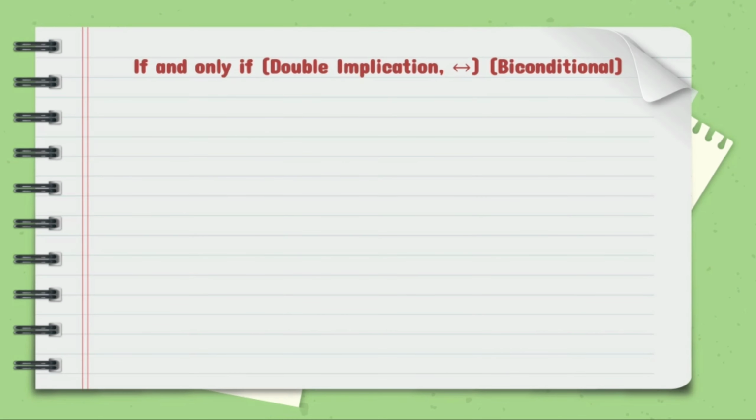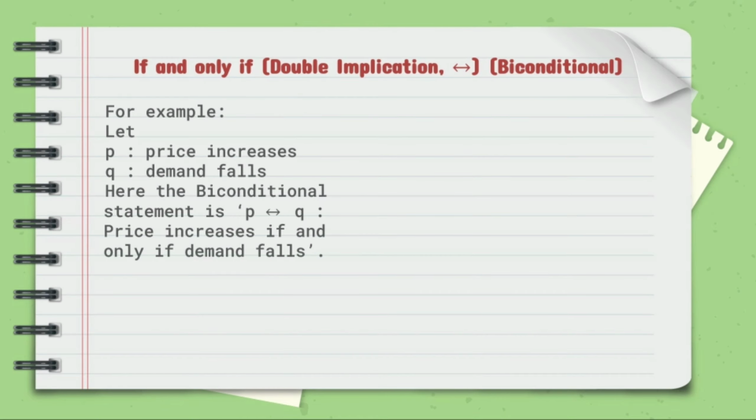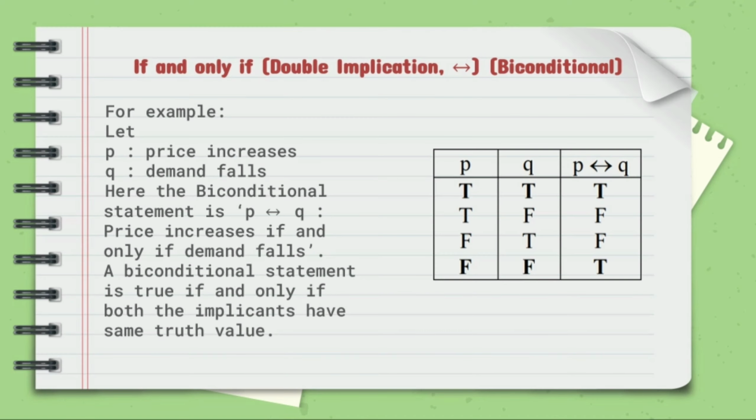And for the next, I will explain to you about if and only if, or double implication, or we can also call it biconditional. For example, let P be price increases and Q be demand falls. Here the biconditional statement is P if and only if Q: price increases if and only if demand falls. A biconditional statement is true if and only if both the implications have the same truth value.